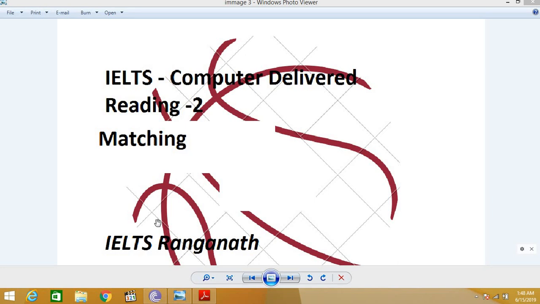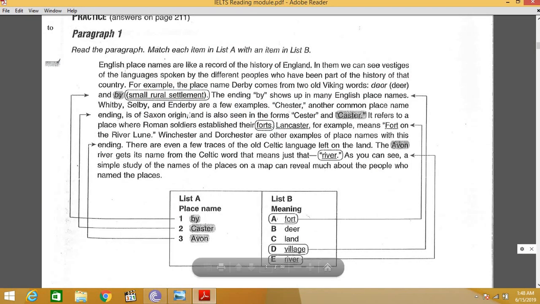Now here in this video, let's first of all identify the meaning of matching. Here you are given a kind of column, a list A, place name. This is related to a place name, and then list B is related to meaning. But this can be like causes and effects, or maybe advantages and disadvantages. So you find questions 1 to 3 here, and look at these words that we have to identify: by, caster, or Avon.